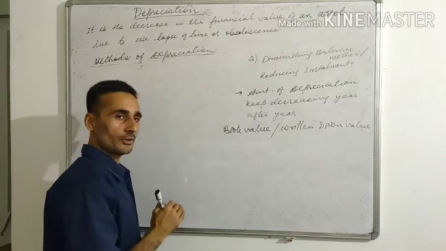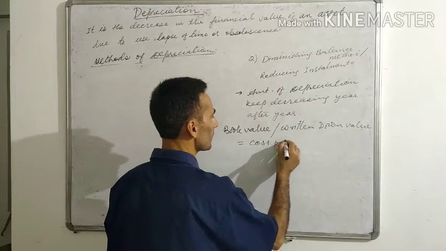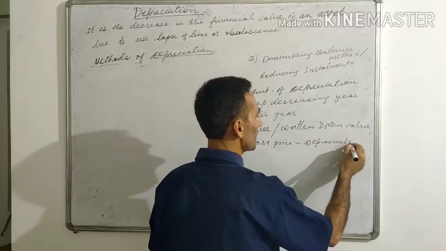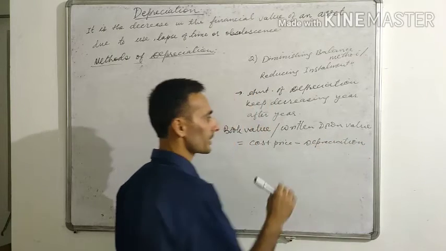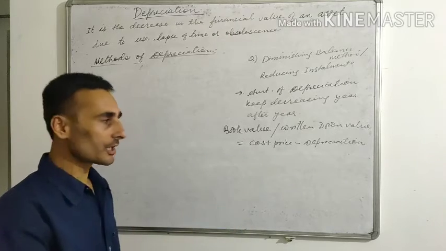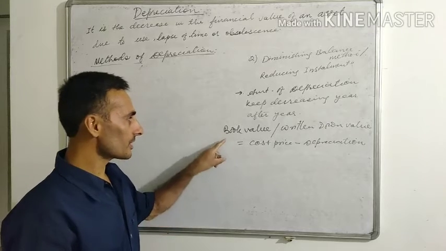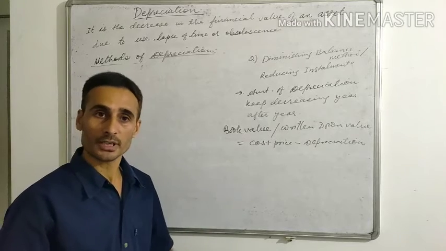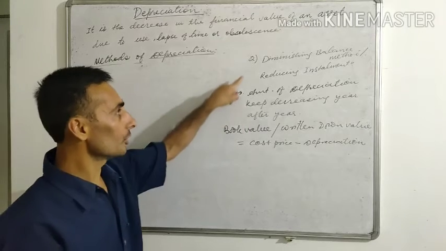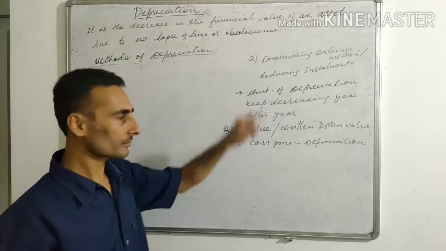Now what is a book value? Book value is cost price minus depreciation. That's a book value or written down value. That means every year depreciation is deducted and the book value is calculated. That is the reason why the book value goes on decreasing, and since the depreciation is calculated on the book value, the depreciation also decreases.